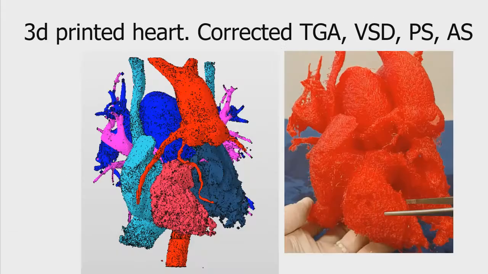And finally, we will show you 3D printed heart models of a corrected transposition of the great arteries with ventricular septal defect, pulmonary stenosis, and aortic stenosis in an adult. So let's go ahead and get started.